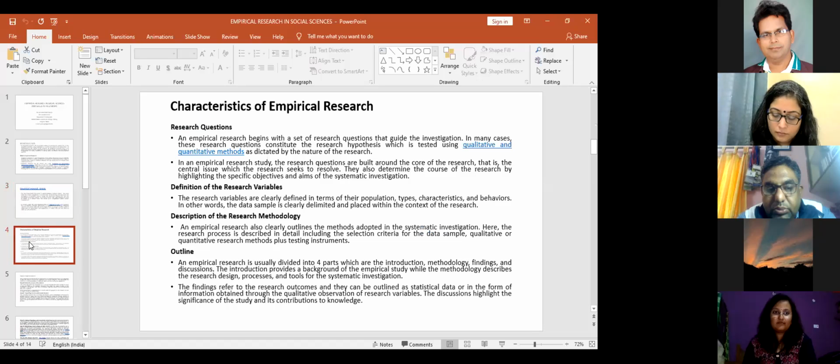Then, characteristics of empirical research.